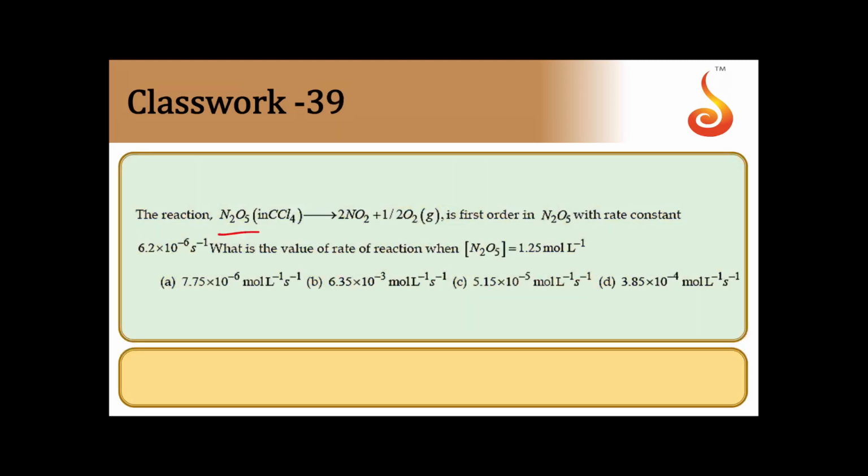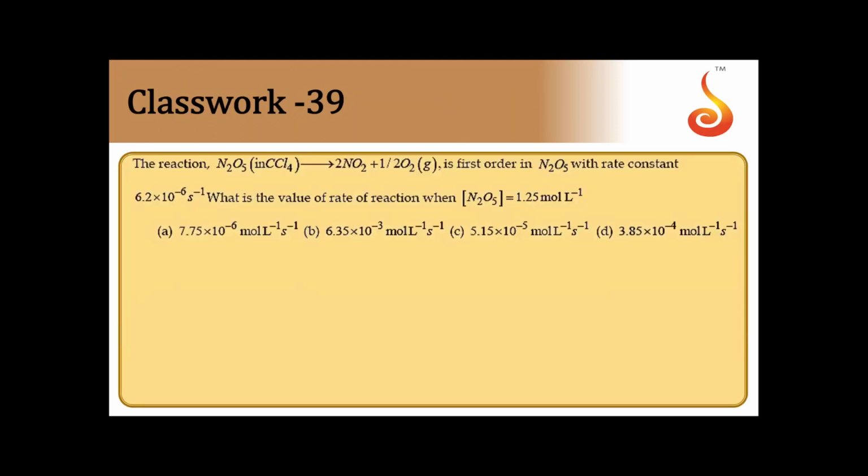In the reaction N2O5 giving rise to 2NO2 plus half O2, the first order reaction with respect to N2O5, the rate constant is given to us. What is the value of rate of reaction when the concentration is 1.25? So they gave the rate constant as well as concentration, asking us the rate of reaction.